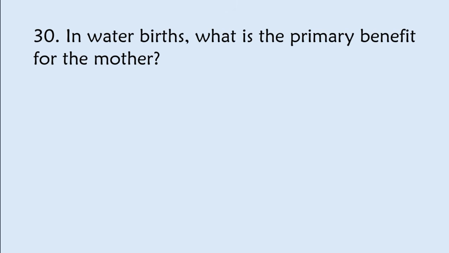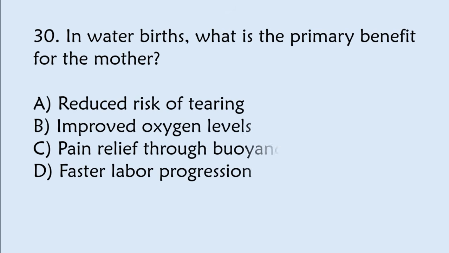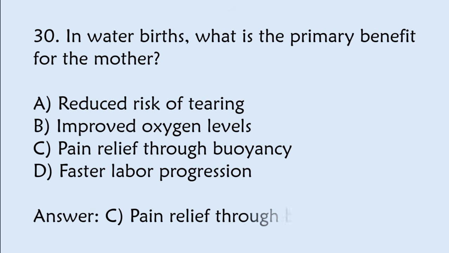In water births, what is the primary benefit for the mother? Reduced risk of tearing, improved oxygen levels, pain relief through buoyancy, faster labor progression. Correct answer is option C, pain relief through buoyancy.